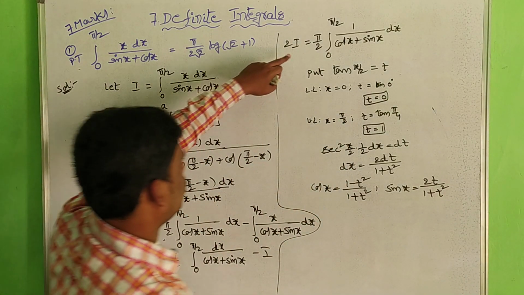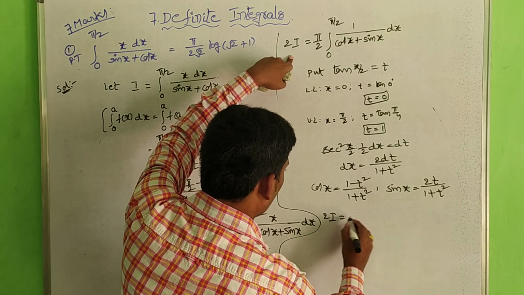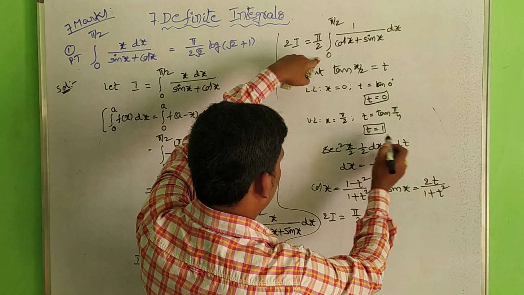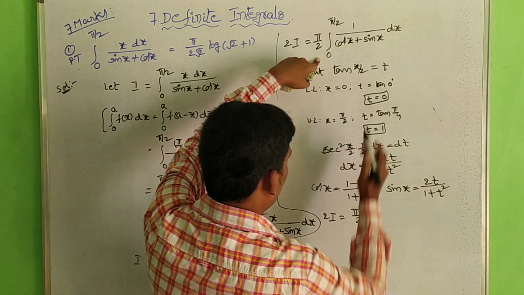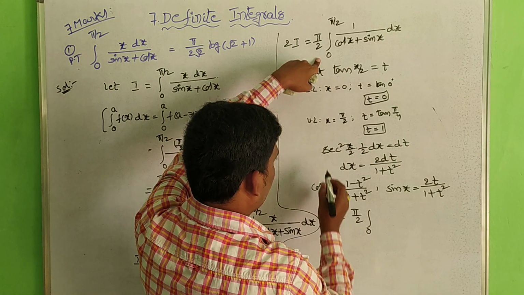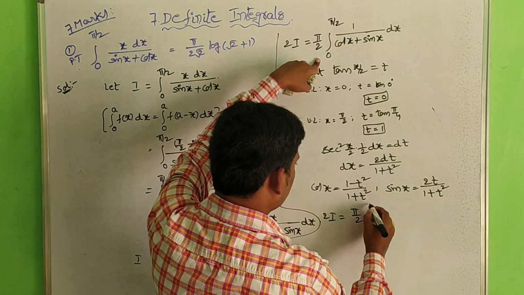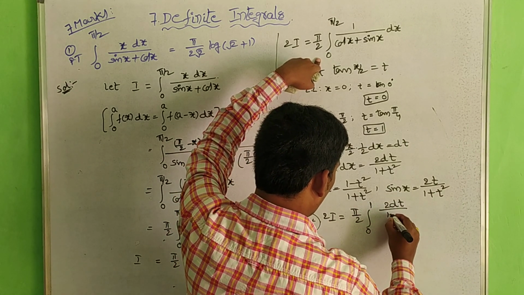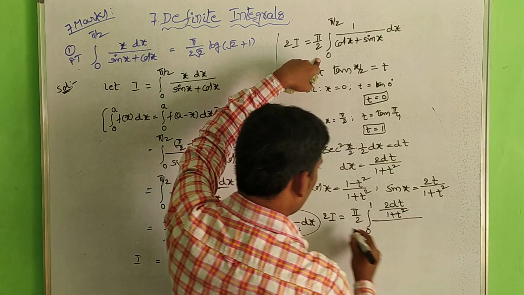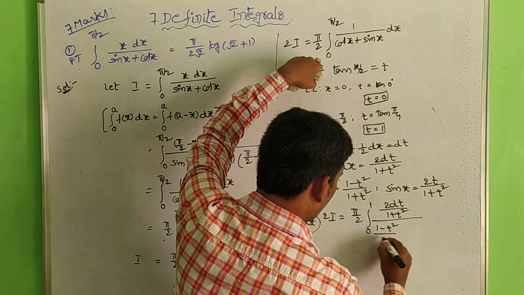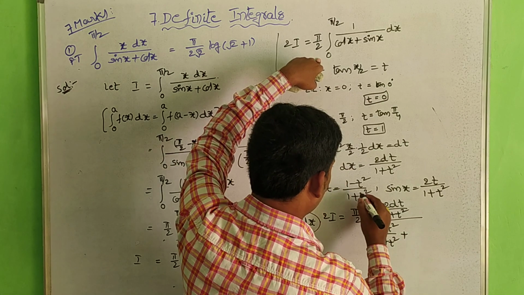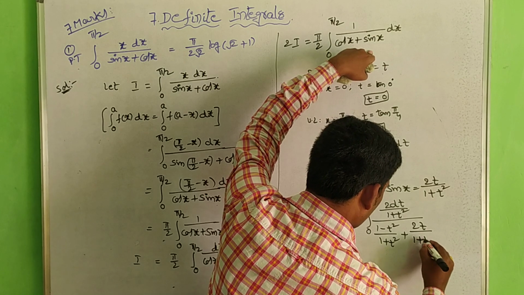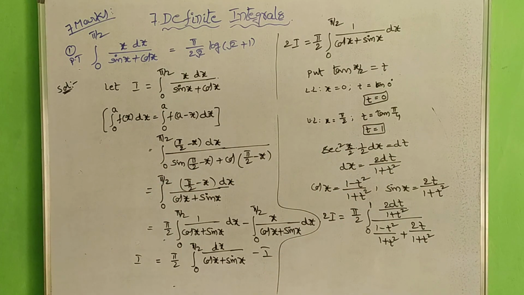Okay, next from the above equation, 2I equals pi by 2 integral from 0 to pi by 2 of 1 dx. The lower limit is 0 and the upper limit is pi by 2. Substitute dx equals 2 dt by 1 plus t square, cos x equals 1 minus t square by 1 plus t square, and sin x equals 2t by 1 plus t square.